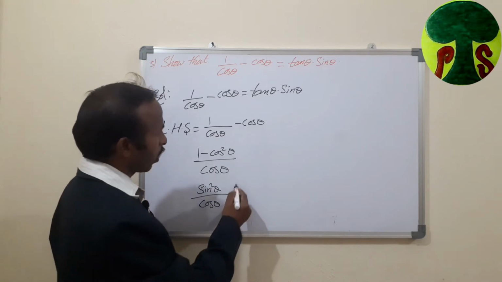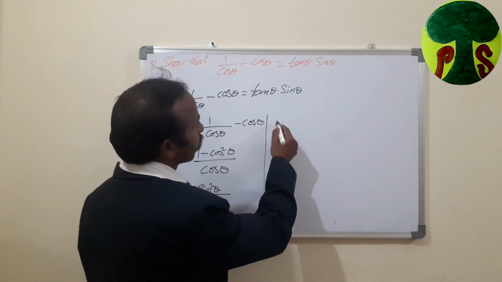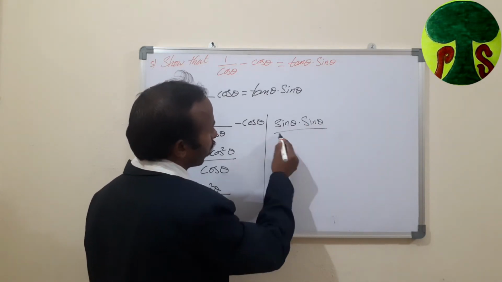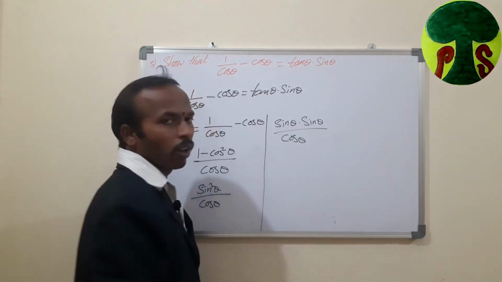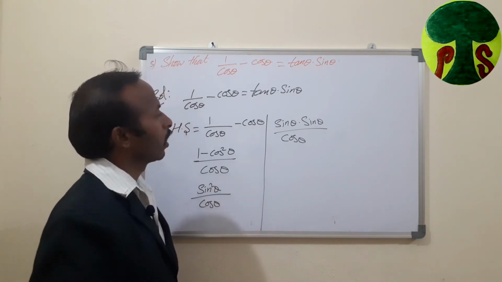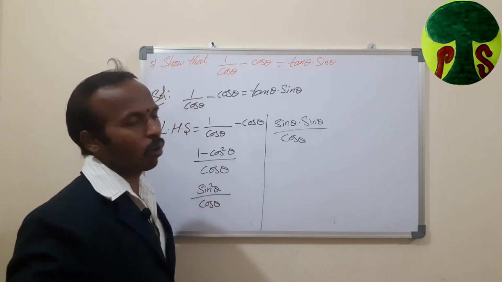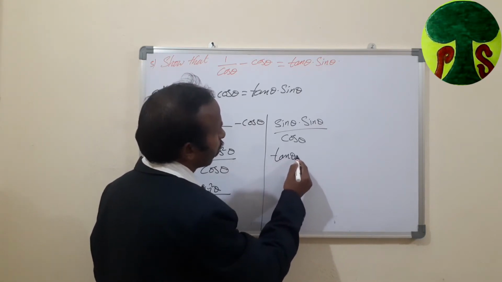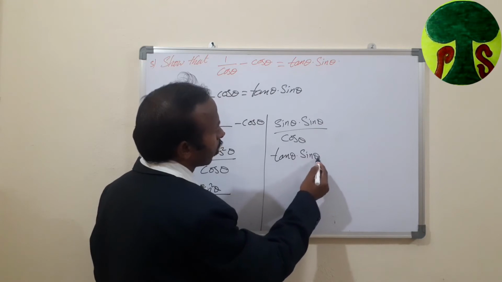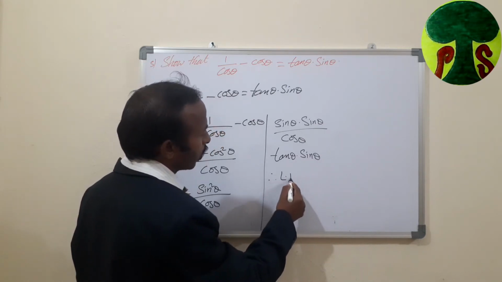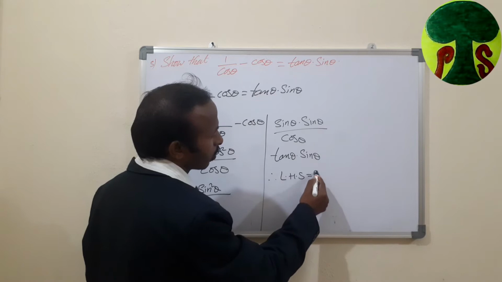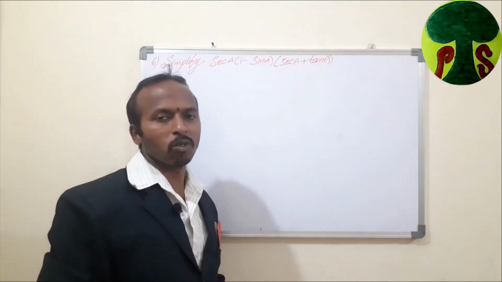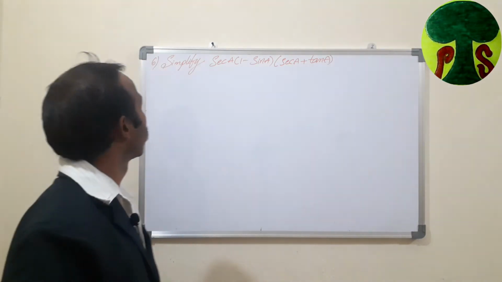Now sin square theta we can express as sin theta into sin theta by cos theta. Now here sin theta by cos theta is how much? Tan theta. Tan theta into sin theta. Therefore LHS equals RHS. Hence it's proved. Now we'll solve another question to enhance our skills.